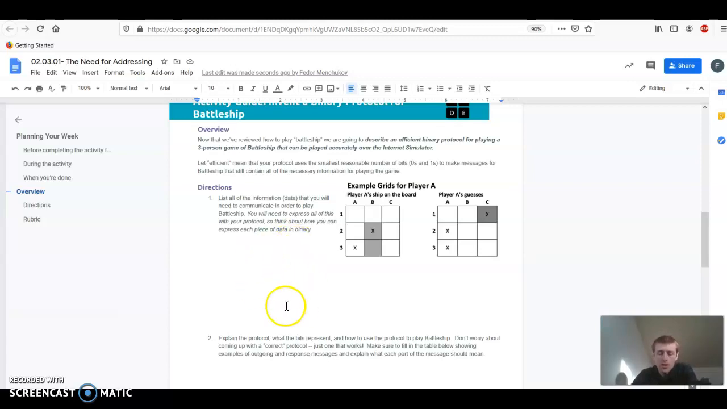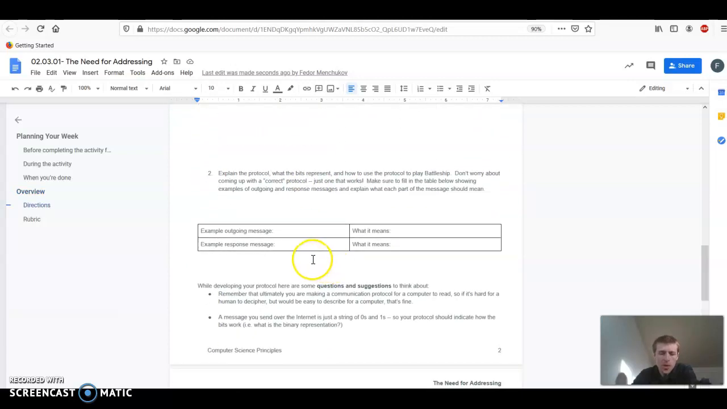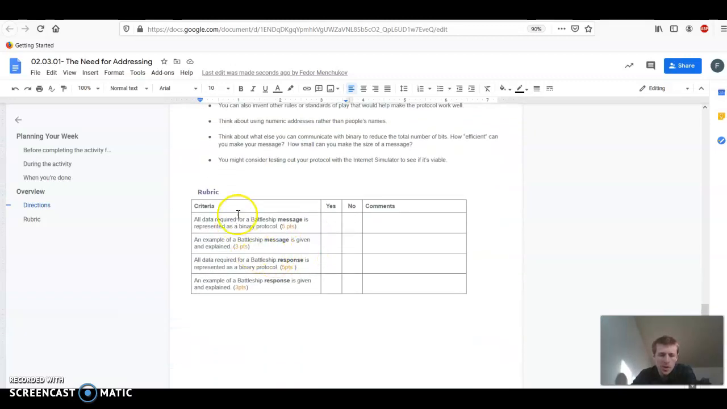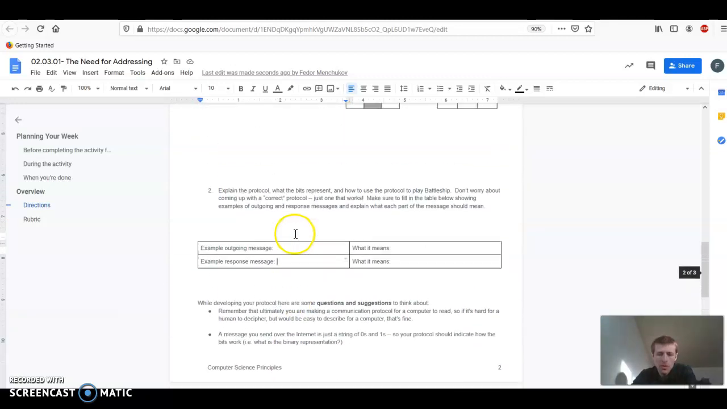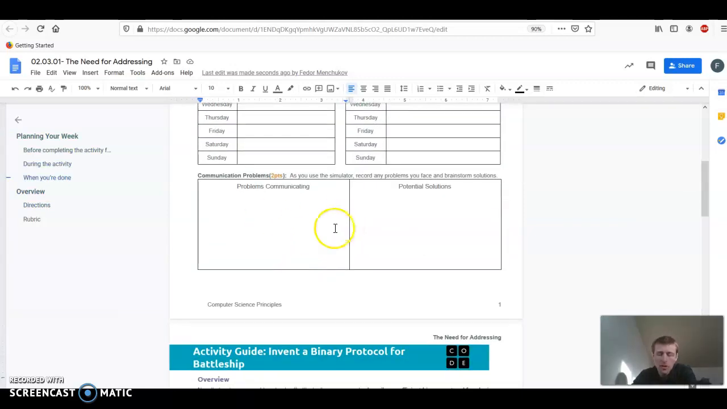Right here, you need to list all information you would need for a successful transmission to occur. And then I would like your protocol along with two examples, one from an outgoing and one from a response message. There's a rubric down here showing the point breakdown, so it's 16 points for the protocol itself and 2 points for this part up here, for a total of 18.